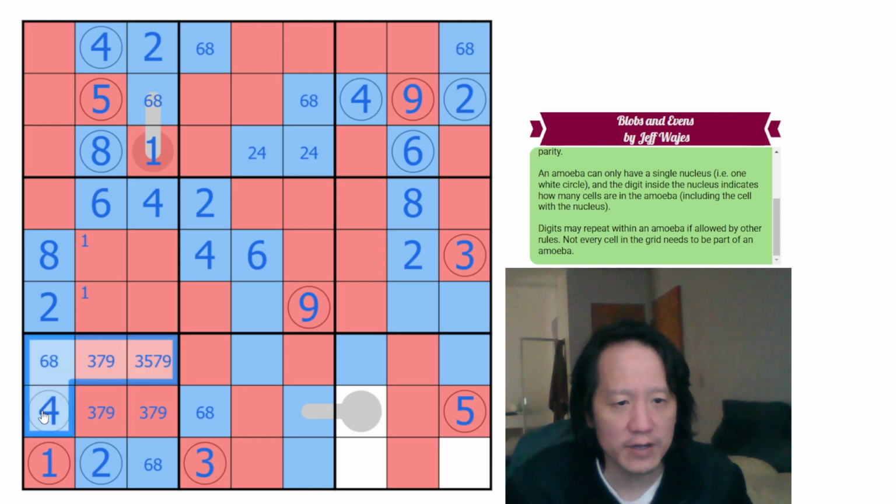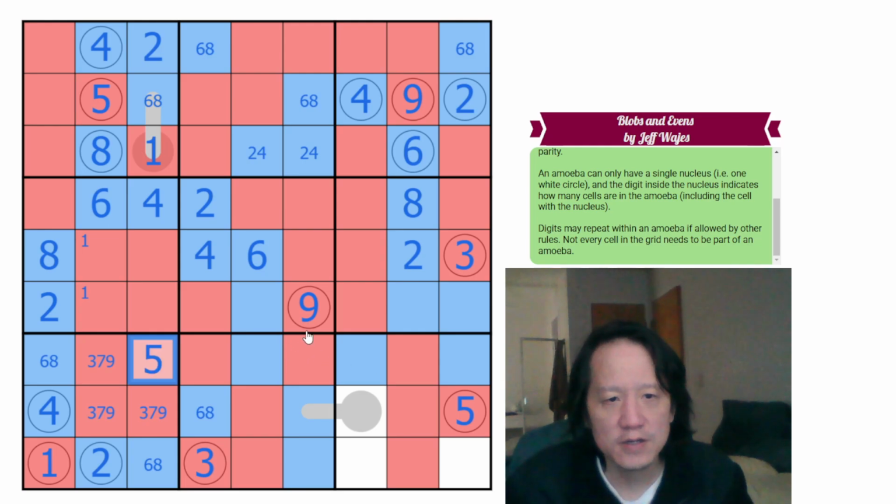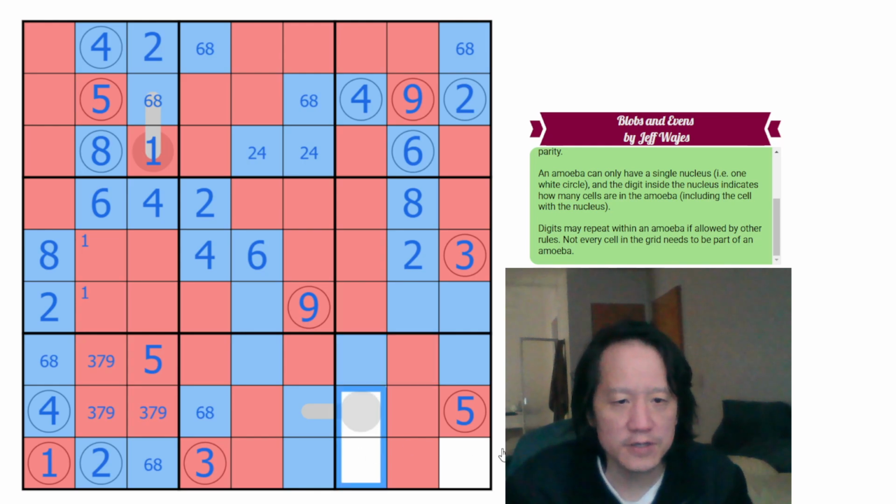Where's the 5 in box 7? It has to be here. So where are the evens here? There's 1 even here, 1 even here. So this has to be even. So this cannot be 6.